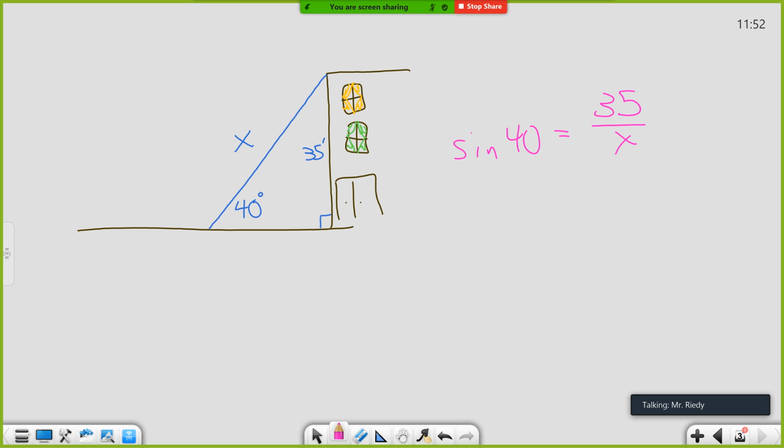Okay. Now, solving this, I'll take you through the steps, but then I'll show you all a trick because this is going to happen a lot. I would multiply both sides by x and then divide by the sine of 40. Okay. Type that in your calculator. Tell me what you get for an answer, Aiden.